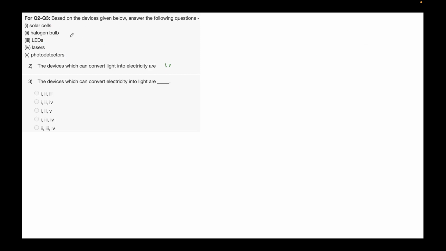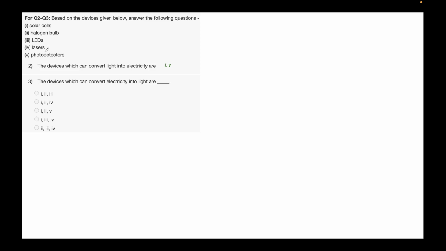As I told you, the halogen bulb is there, LEDs are there, we'll talk about them in more detail in the next session. Lasers, as we have seen, the laser pointers have a battery or some other electrical supply, and ultimately the output is a photon, highly energetic or highly coherent photons which are generated in lasers. This is also a very interesting field.